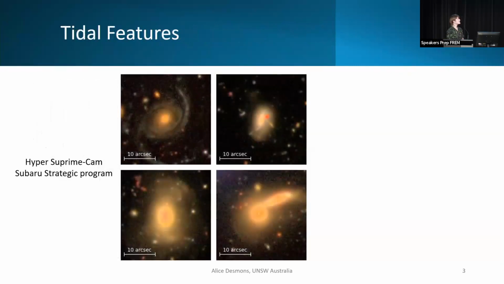Here are some examples of galaxies with tidal features taken from the Hyper Suprime-Cam Subaru Strategic Program. And by analyzing and characterizing these tidal features, we can understand more about the galaxy evolution process.